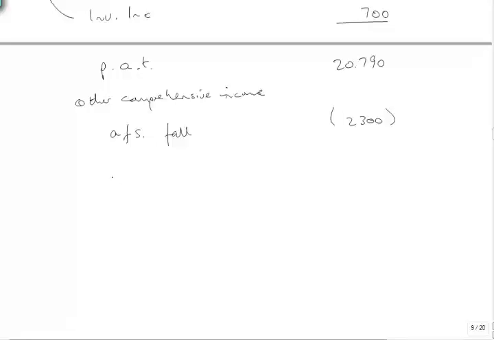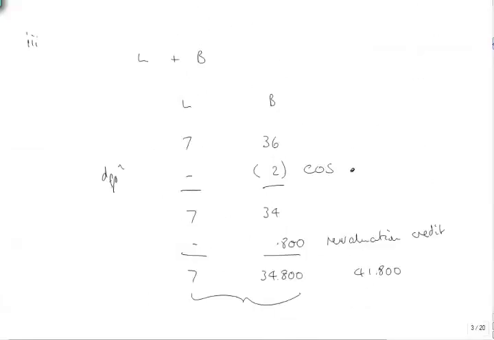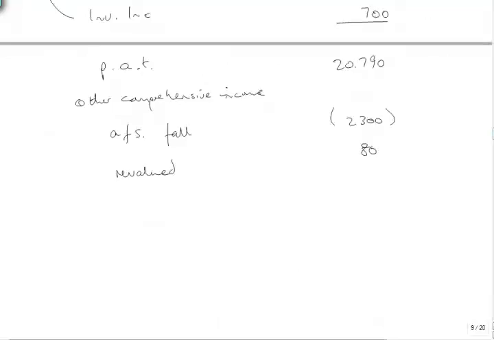But we've also got a revaluation. Do you remember we revalued the building, and I put it under the building, but it could sensibly have gone in the land. It's there, the 800 revaluation credit. So that's also part of comprehensive income. And that was 1,500 off that, 19,290. Don't think I've forgotten anything. No, I'm happy to leave it at that. 19,290. Okay.